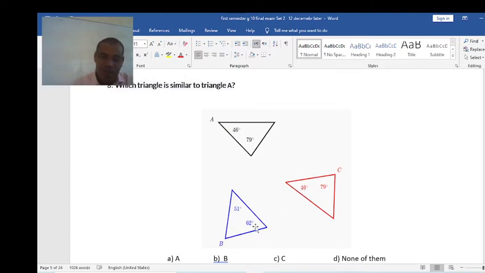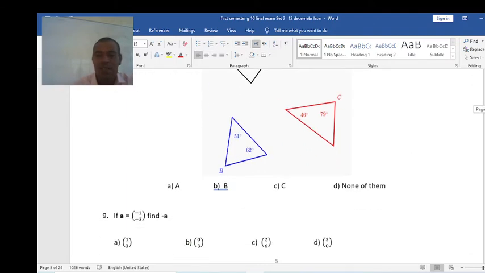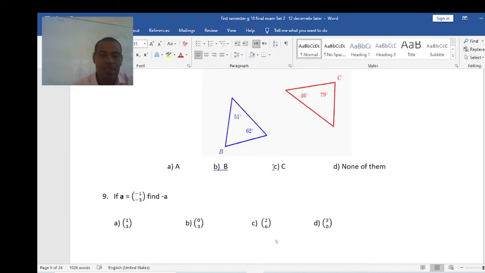So B is not a similar triangle because it has different internal angles, and for C we have two internal angles that are equal in size. The third one is easy, 180 minus the total of 46 and 79. So the one that can be similar to this triangle A is what? Is C, triangle C.